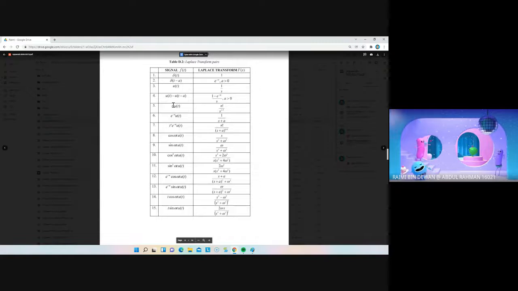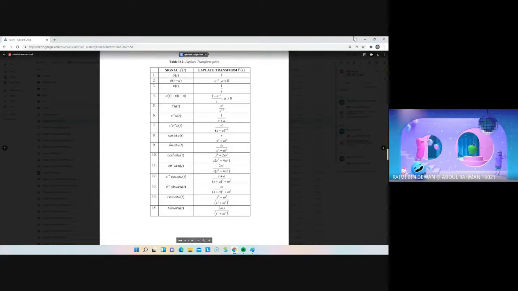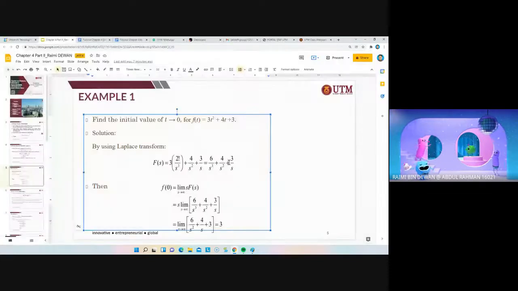Okay, t, and then it's a factorial. If it's t squared, it means 2 factorial over s to the power of 2 plus 1, which is actually 3, so 2 factorial over s cubed. Okay, something like that. So that's why you have this from the table.